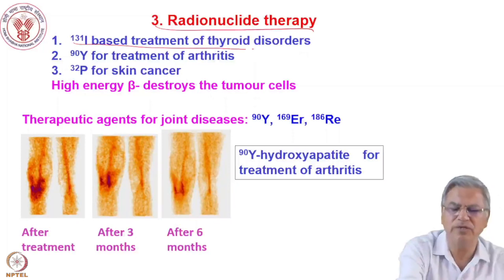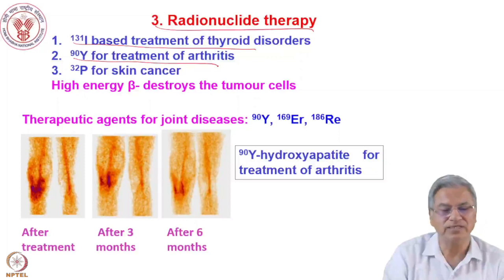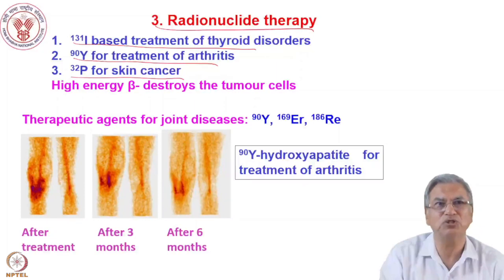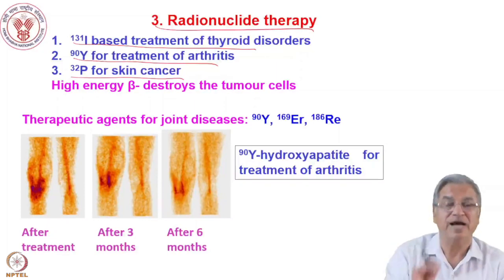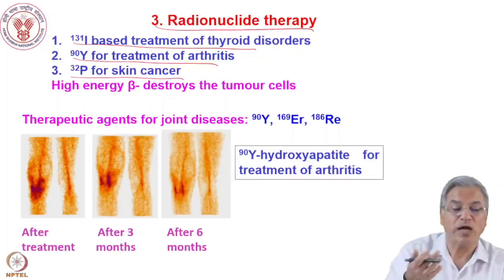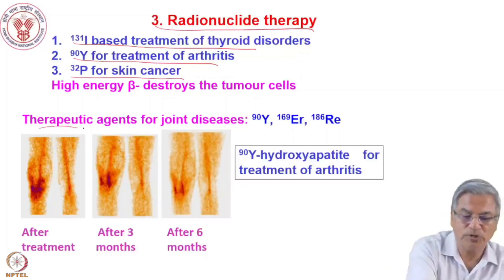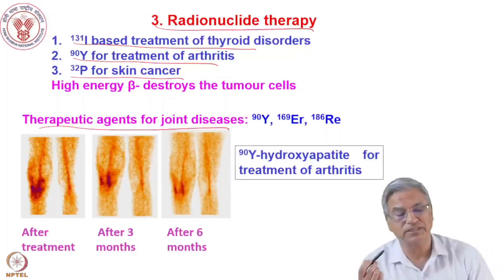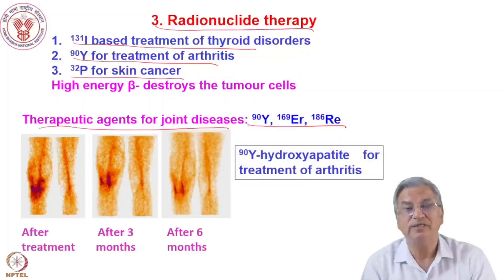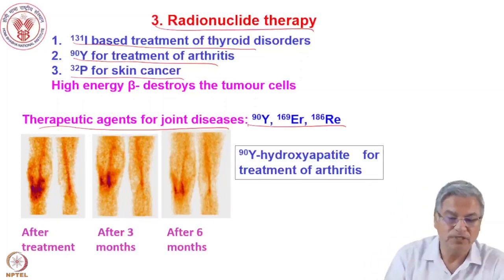Iodine-131 is used for thyroid disorders, yttrium-90 for treatment of arthritis, and phosphorus-32 for skin cancer. Yttrium-90 and phosphorus-32 are pure beta emitters. The high-energy beta destroys the tumor cells, and in the case of iodine, you can use the beta for thyroid disorders. If you have joint diseases like arthritis, there are radioisotopes like yttrium-90, erbium-169, and rhenium-186 that can be used for treatment of joint diseases.